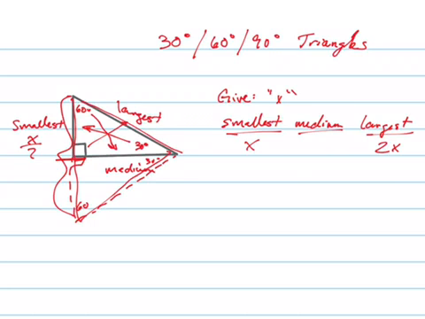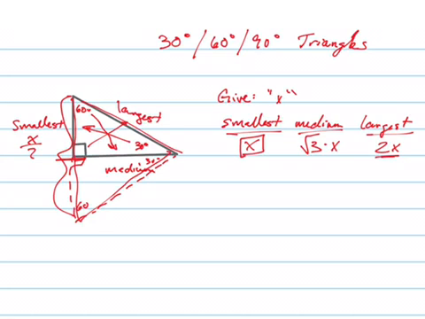So if they give you the smallest side, then the largest side is double the smallest side, and the medium side is the square root of 3 times the smallest side. That's always the relationship between the smallest side and the medium side.